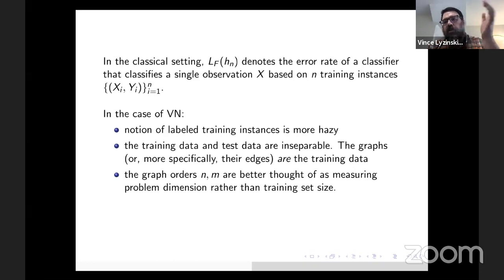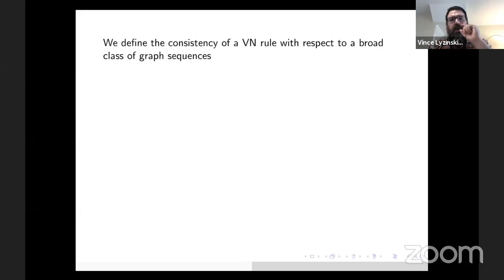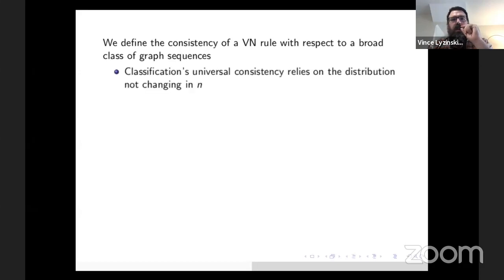But this idea that the training is a little bit hazier has a very strange ramification. Classification's universal consistency relies on somehow the distribution not changing in n.